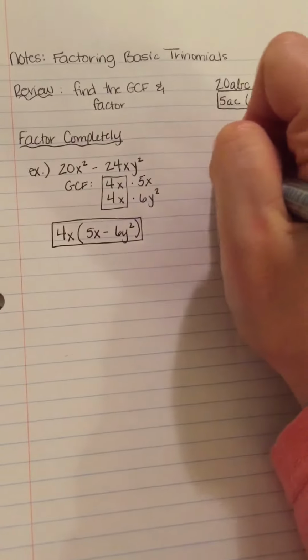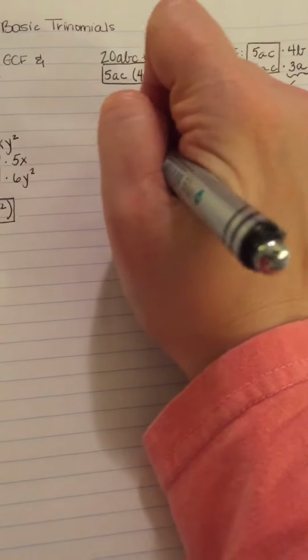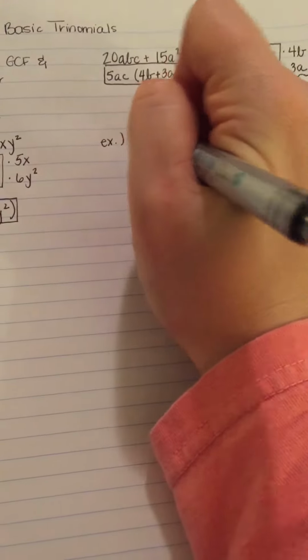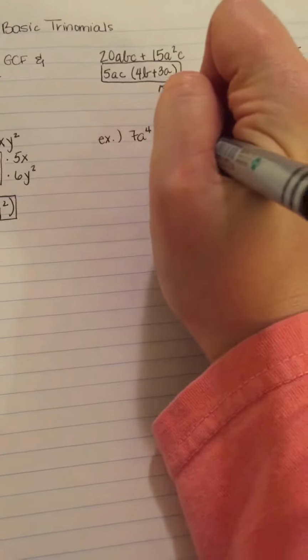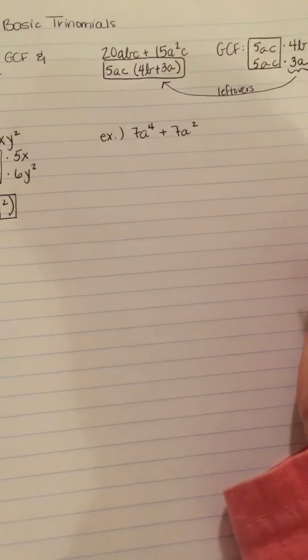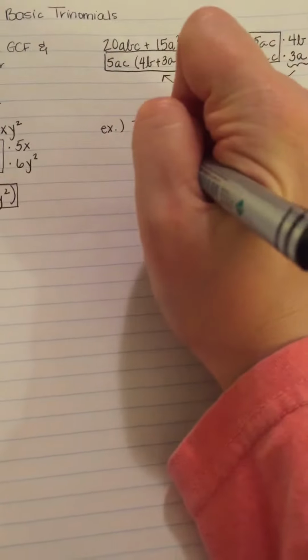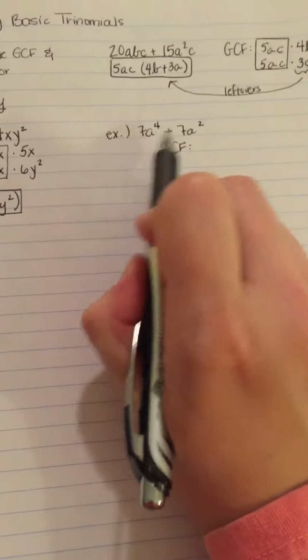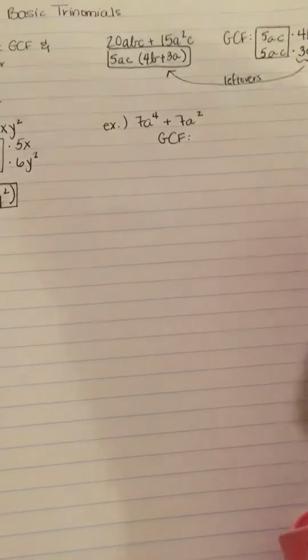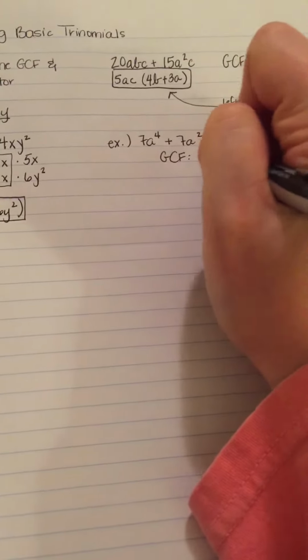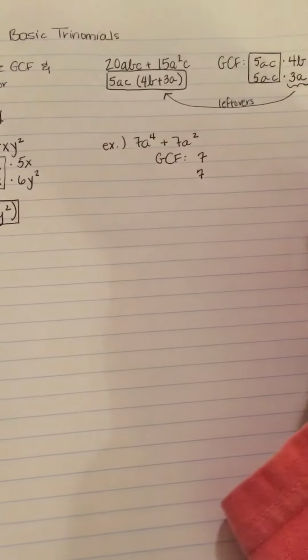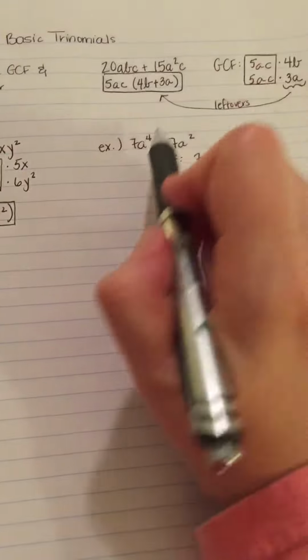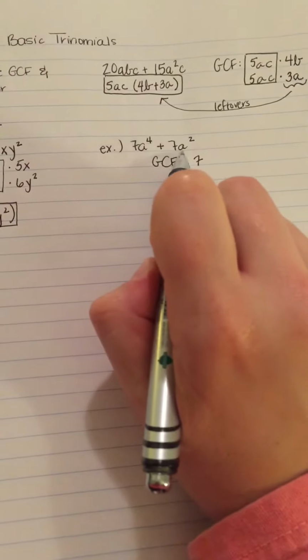Well, what if I gave you this one? What if I said 7a to the 4th plus 7a squared? Well, if I GCF numerically, what's in common between 7 and 7? Well, itself. So numerically, my GCF is 7, and then I have 4 A's and I have 2 A's.